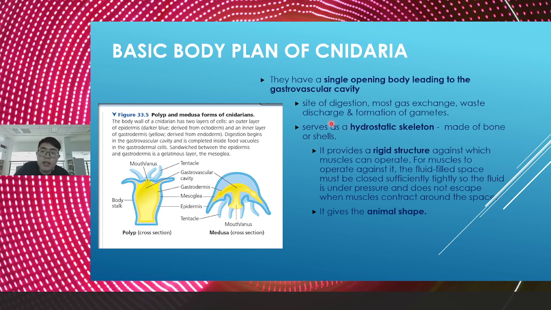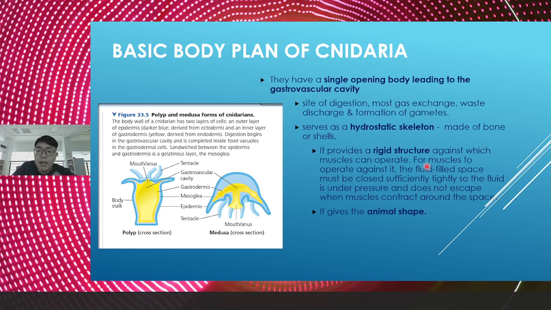Okay, and then for the Cnidaria, I already said it has a hydrostatic skeleton, not made up of bone or shells, and it provides a rigid structure. The hydrostatic skeleton will provide a rigid structure against which muscle can operate. So for muscle to operate against it, the fluid-filled space must be closed sufficiently tightly so the fluid is under pressure and does not escape when muscle contracts around the space.